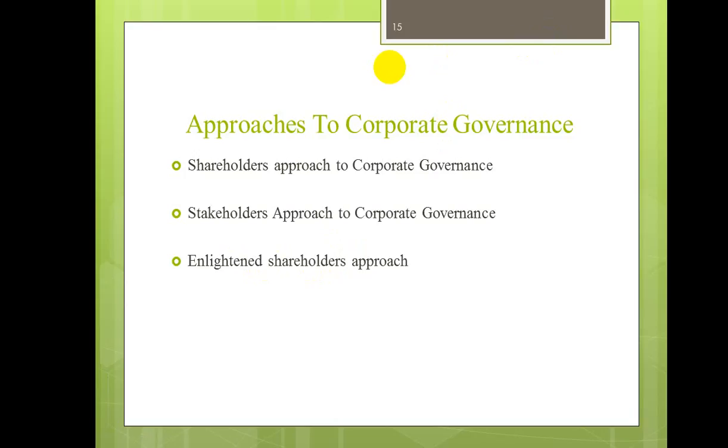Now the second one we have is stakeholders. The stakeholder approach to corporate governance means that we have to consider all the stakeholders and the shareholders equally. We give interest and a look to all.